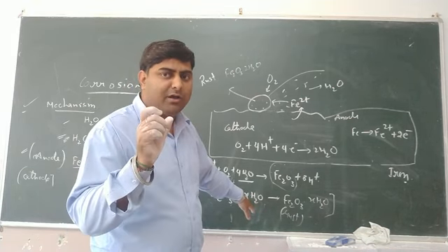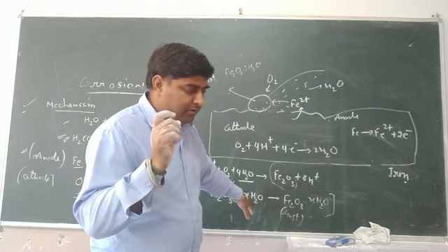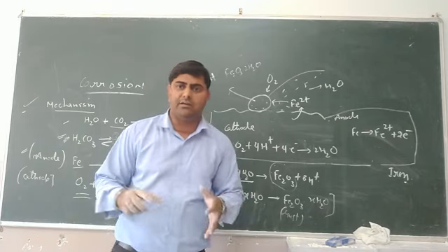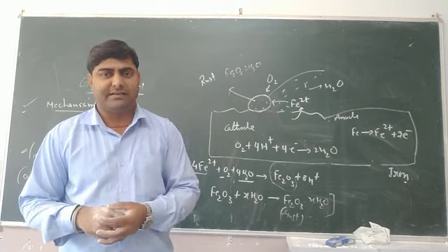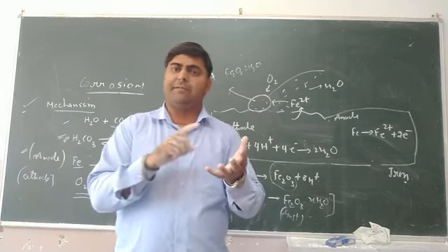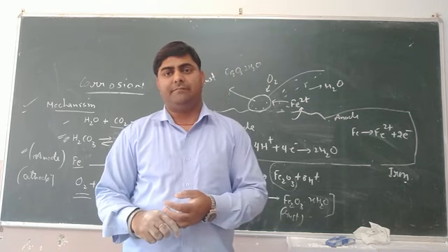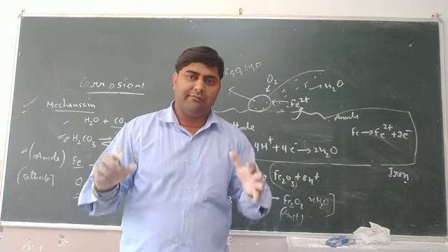The rust has brown color. Now, you have seen how rusting is to be prevented. We have various methods to prevent rusting: by applying grease, by applying paint, galvanization, electroplating, etc. So with this, we have finished the chapter.